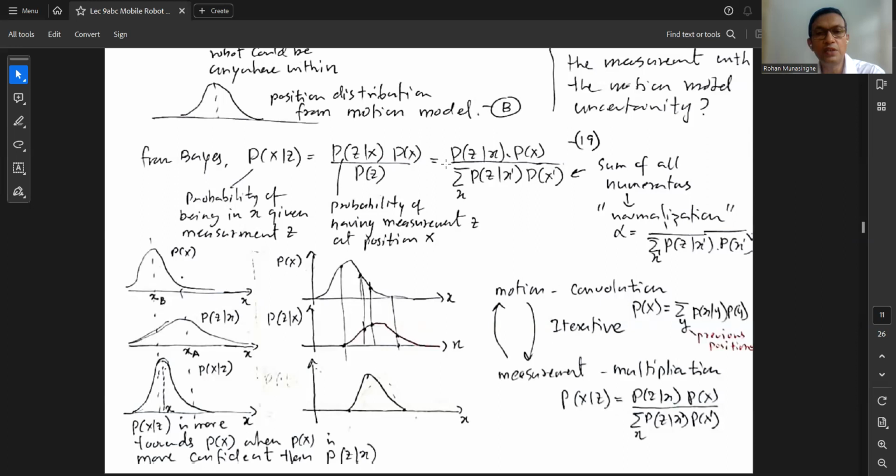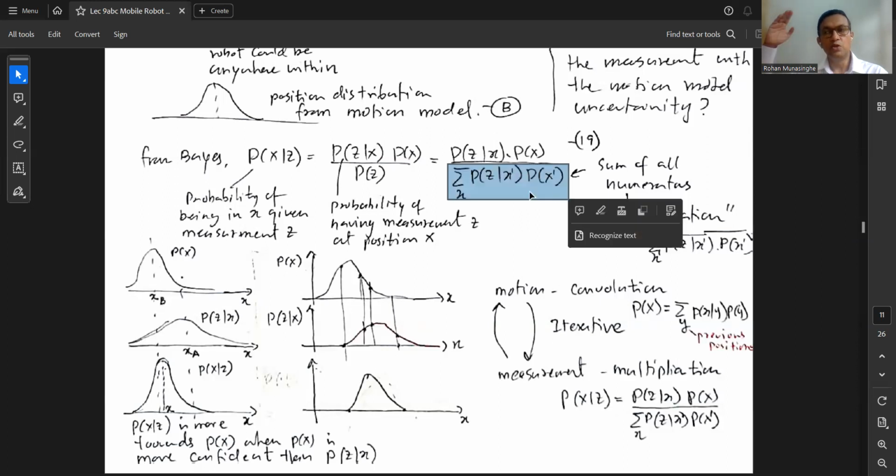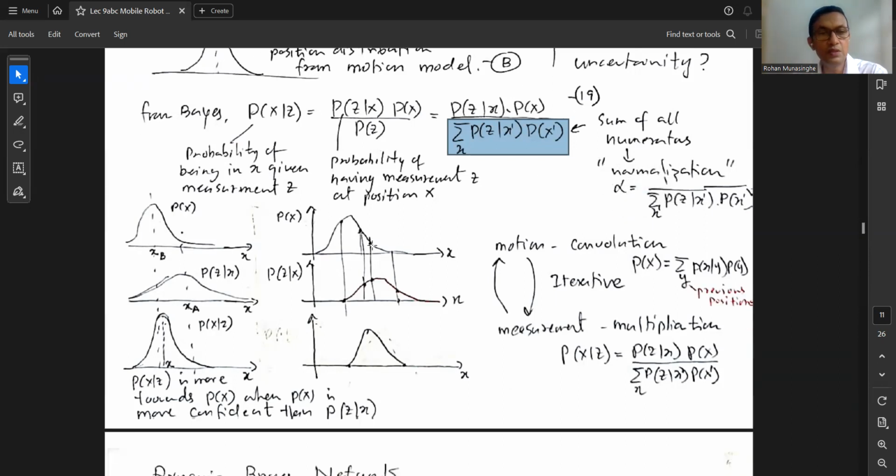As you can see over here, it is the summation of all of these numerator probabilities. Add them together. When you divide by that number, you normalize it, because the total probability has to be 1. So to make that happen, you divide by this summation. Now, this diagram here is a bit clearer than the equation.